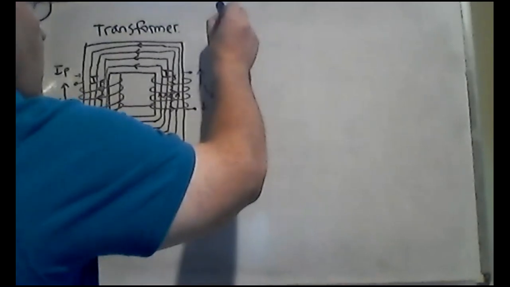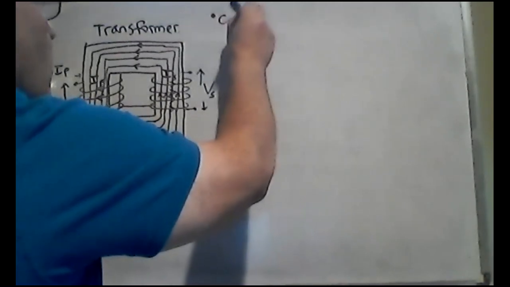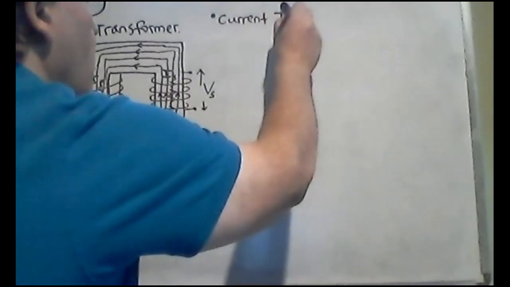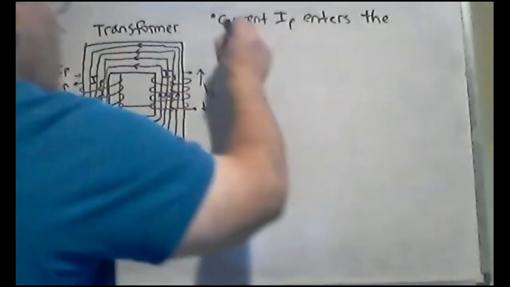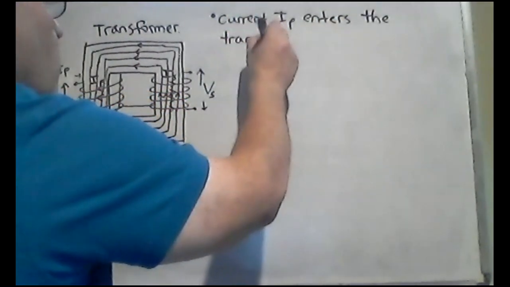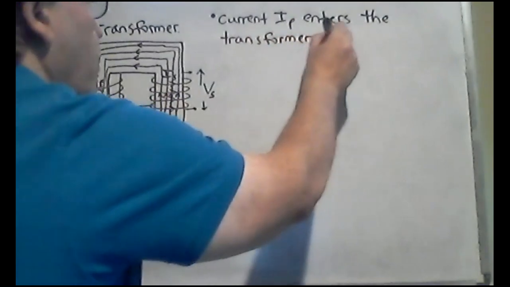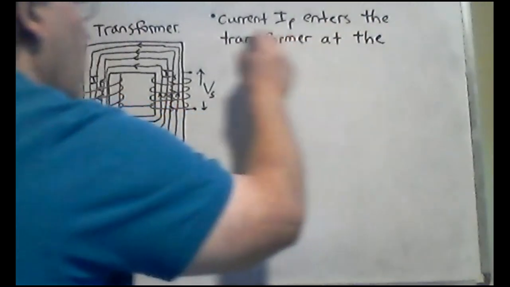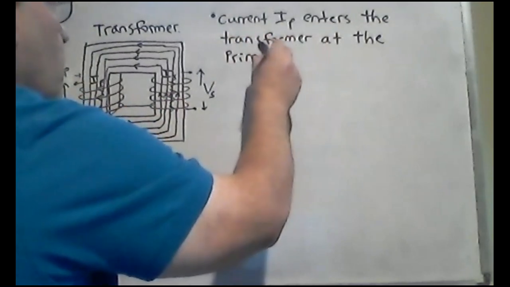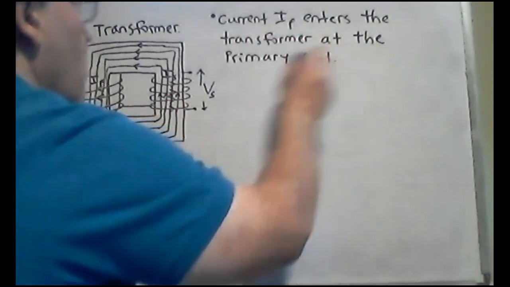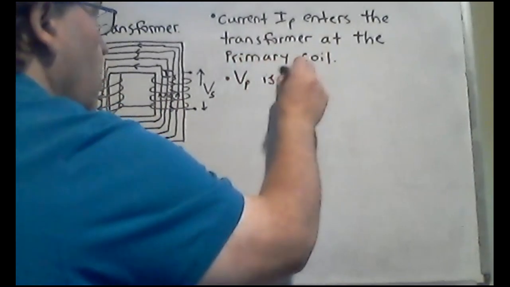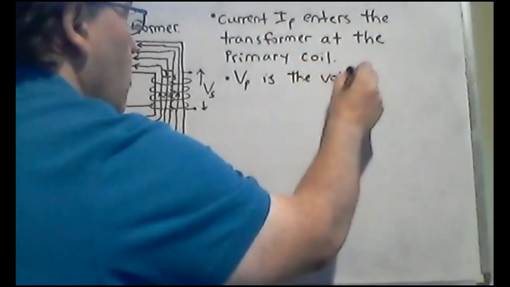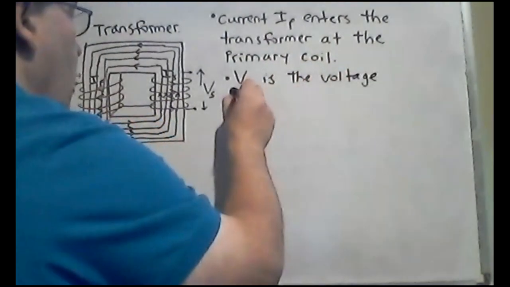All right. So current I sub P enters the transformer at the primary coil. V sub P is the voltage across the primary coil.